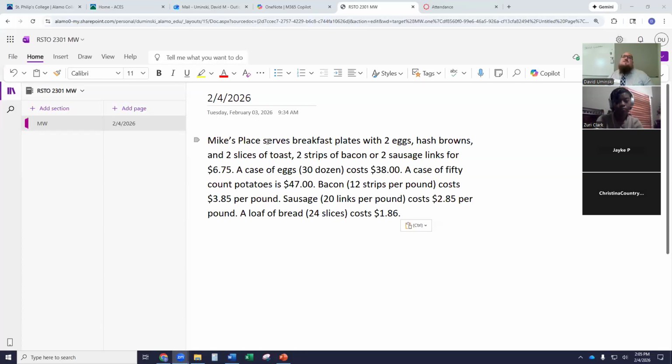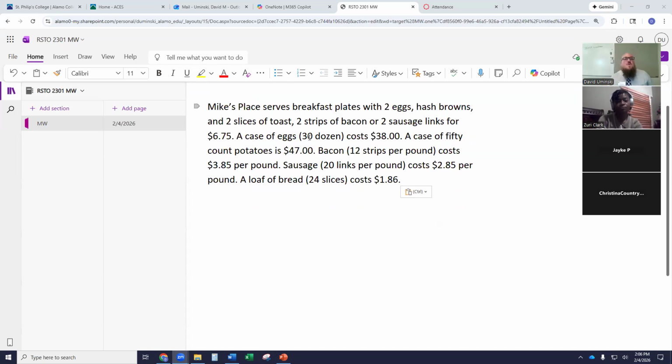All right, so we're going to work this out together. I would recommend you follow along in your notes page, but I will also post this as a completed notes page after class is done. So what we're looking at here is trying to figure out what the cost of one breakfast plate is going to be.